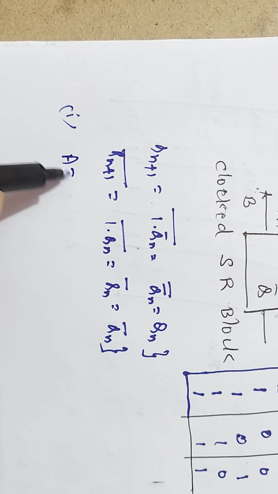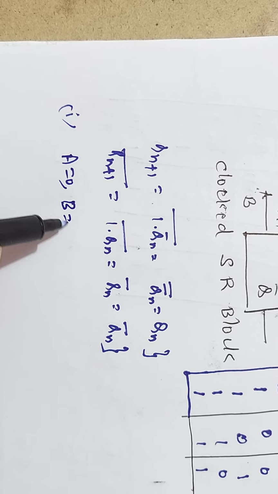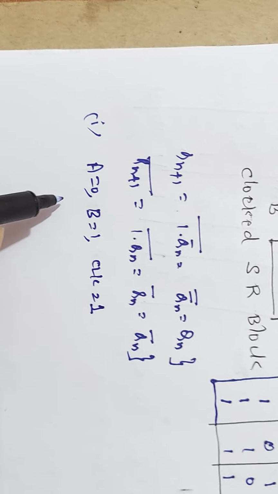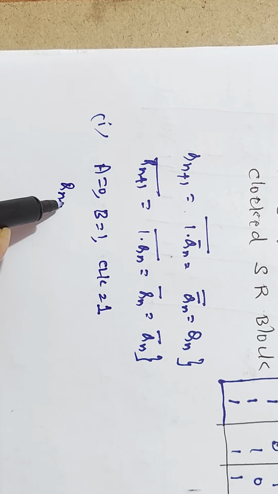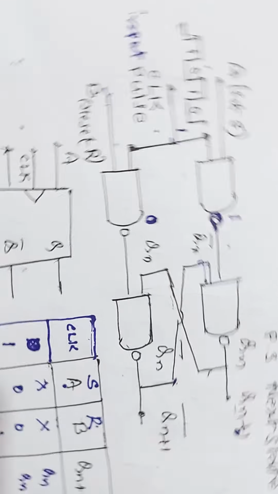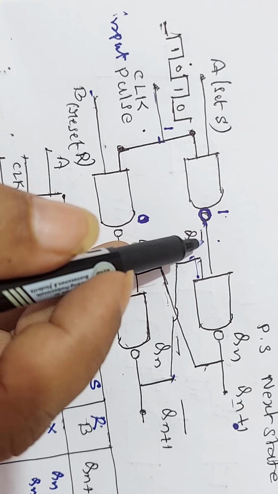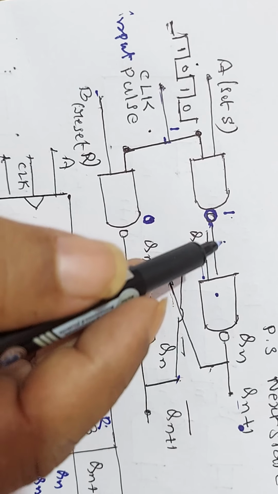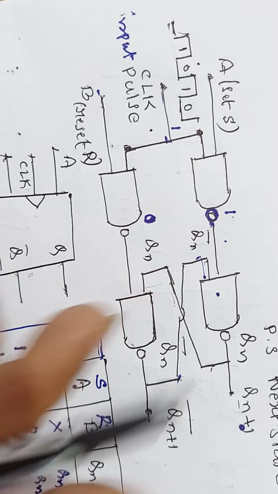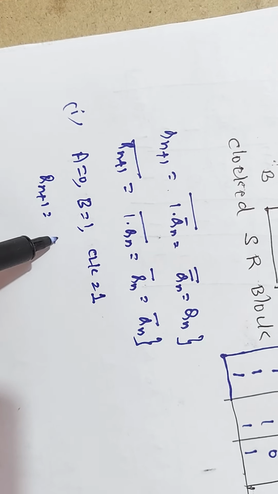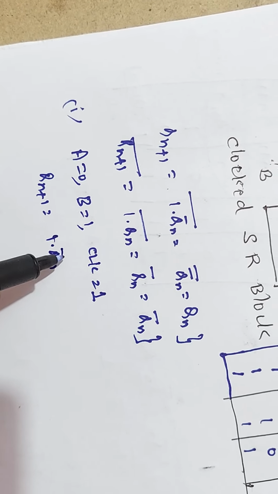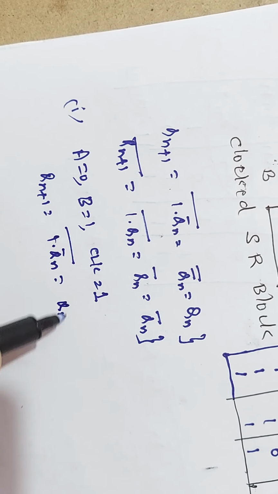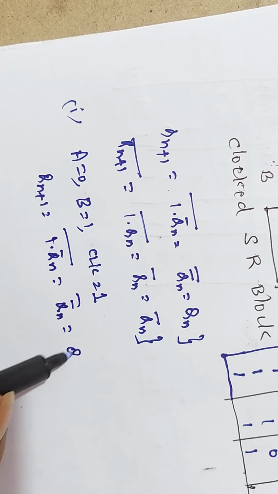when A is equal to 0, B equals 1, and when clock input is present, Qn plus 1 is equal to, 1 into Qn bar are the inputs. Therefore, output Qn plus 1 is 1 into Qn bar to the bar, which is Qn bar to the bar, which is Qn itself.